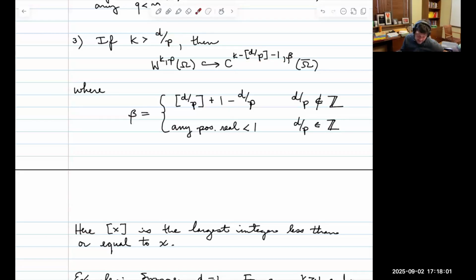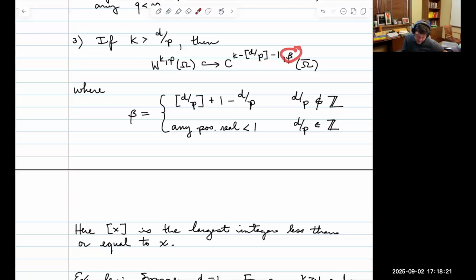That means it's a continuous function of that order. And the other nice property is that it's over this compact set omega bar. Because remember, omega is an open bounded set with a nice Lipschitz domain. If I take omega bar, then that's a compact set. So this is the most important part here.